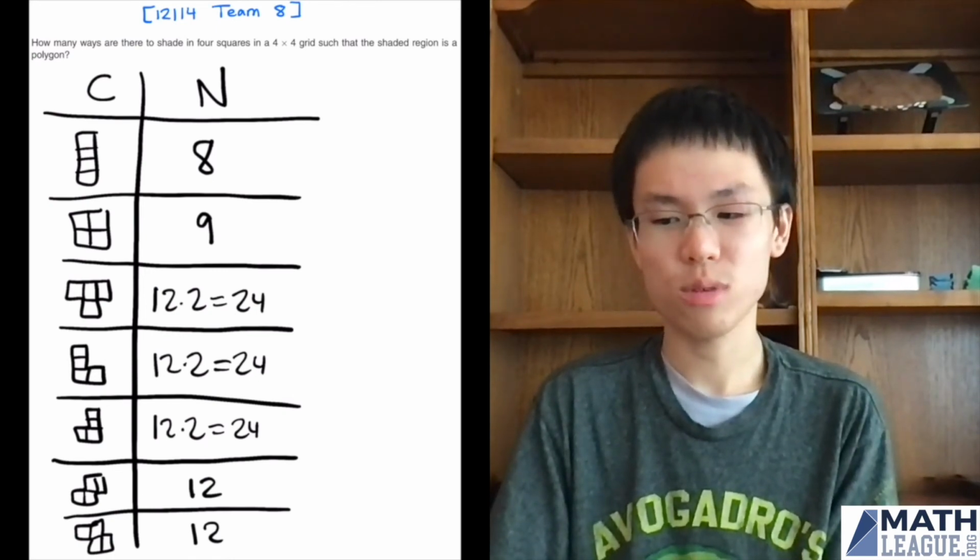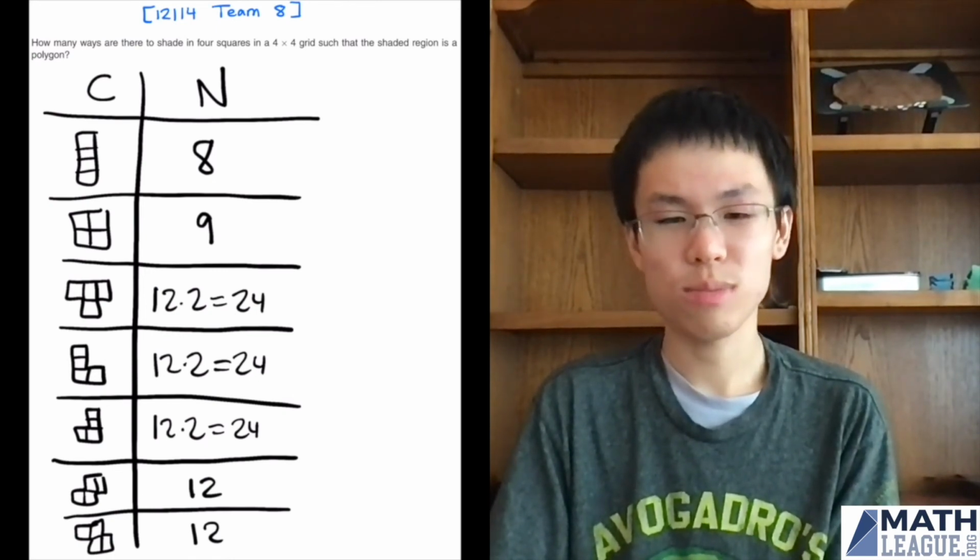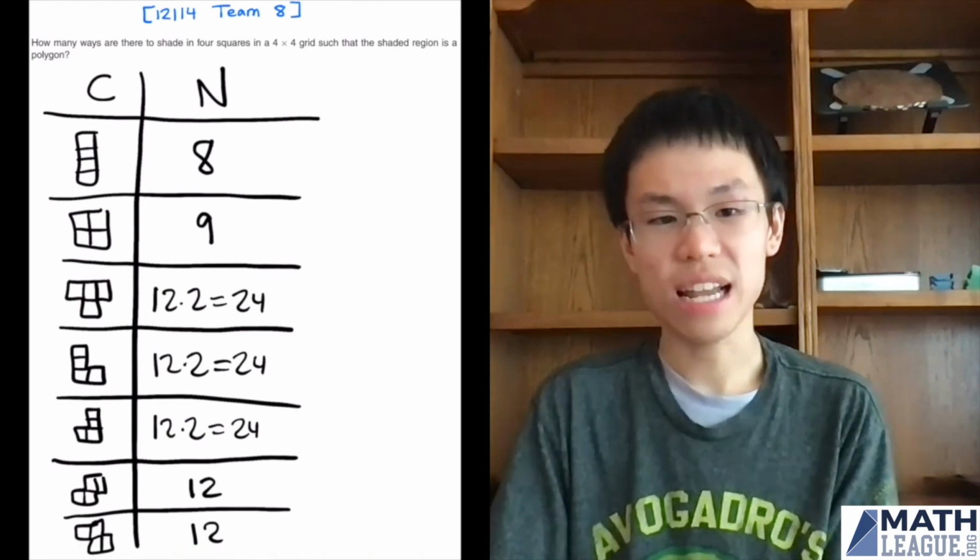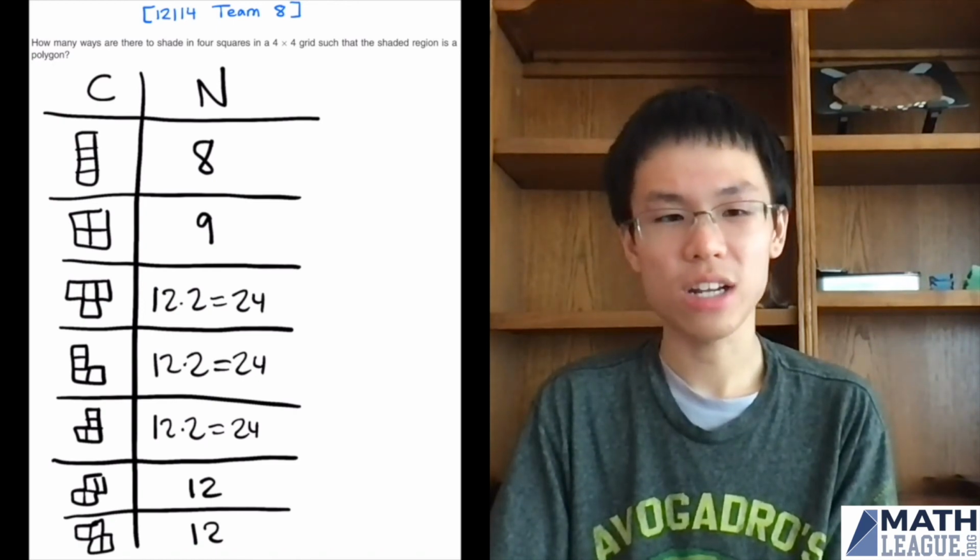Okay, let's add them up. 24 plus 24 plus 24 equals 72, plus 12 plus 12 which results in 96, and then add 17 from the I and O, and you will get an answer of 113.